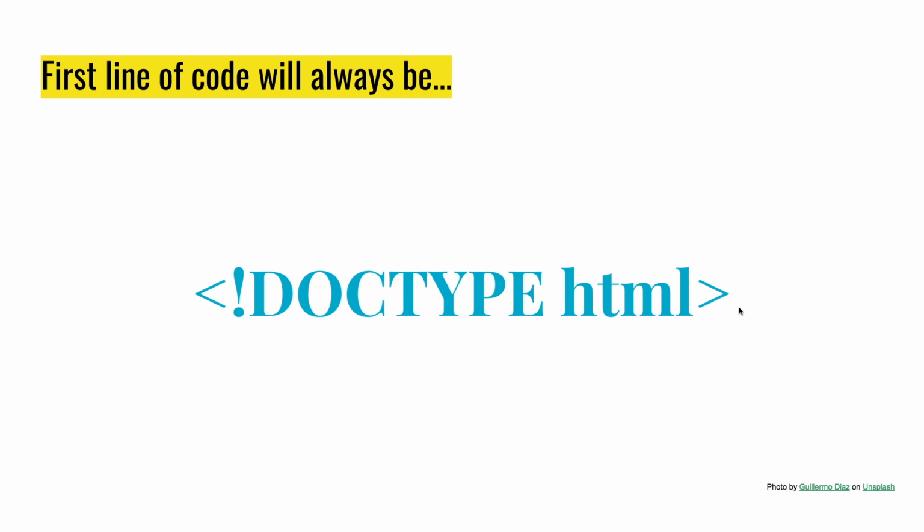What this line of code is telling the browser is the type of document that it's going to use, HTML language. So it's basically informing the browser what type of language it is using.